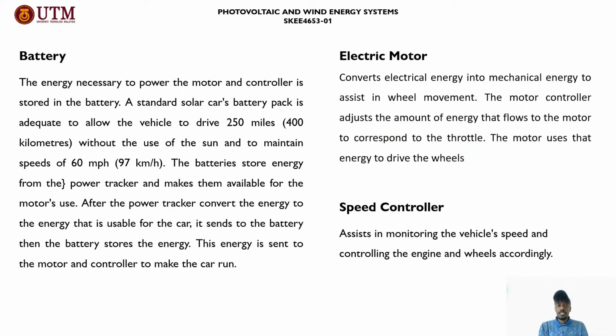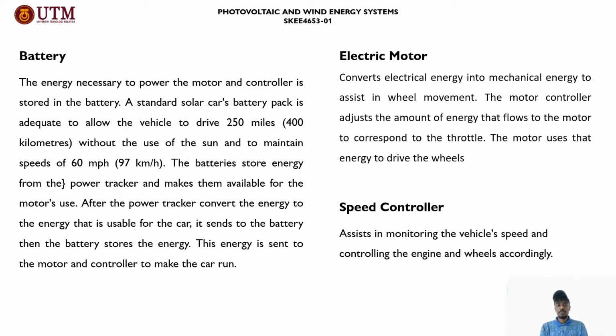Another component is the battery, and the battery basically takes the energy necessary to power the motors and controller. All is stored in the battery. So after the process of converting the solar arrays into electrical energy, it is all stored in the battery, and then the battery will charge the motor and all other components in the car. A standard solar car battery pack is adequate to allow the vehicle to drive around 250 miles, which is around 400 kilometers, without the use of the sun and maintain speeds of 600 miles per hour.